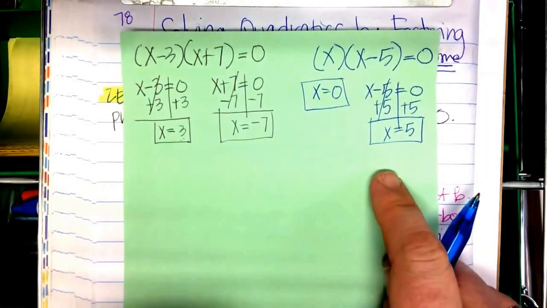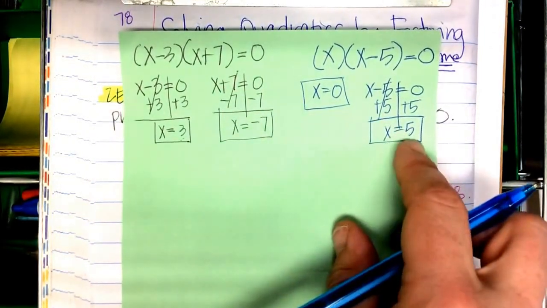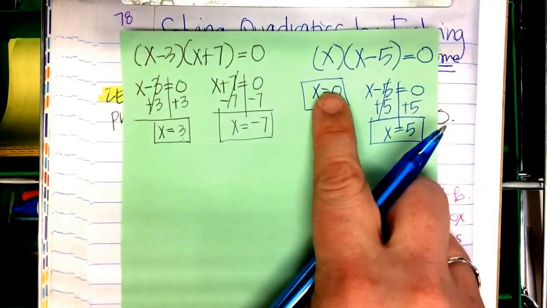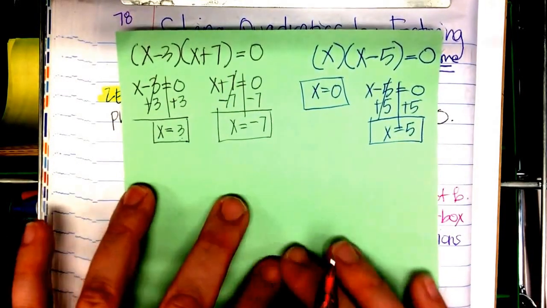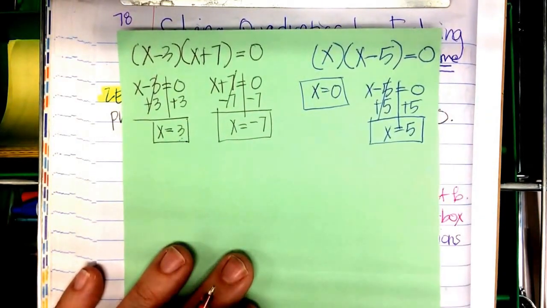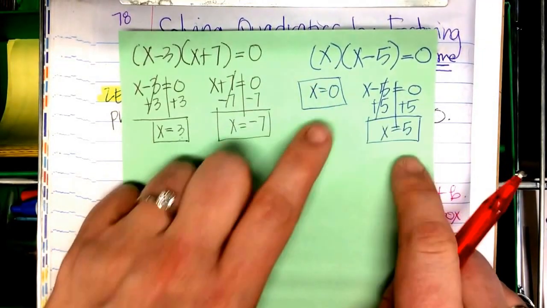How many solutions are in this equation? 2. 0 and 5. If you would have graphed this problem, your intercepts would have fallen at 0 and 5. Angelina. Not when it's factored. You can find the axis of symmetry from your zeros, yeah, because you add them together and divide by 2.